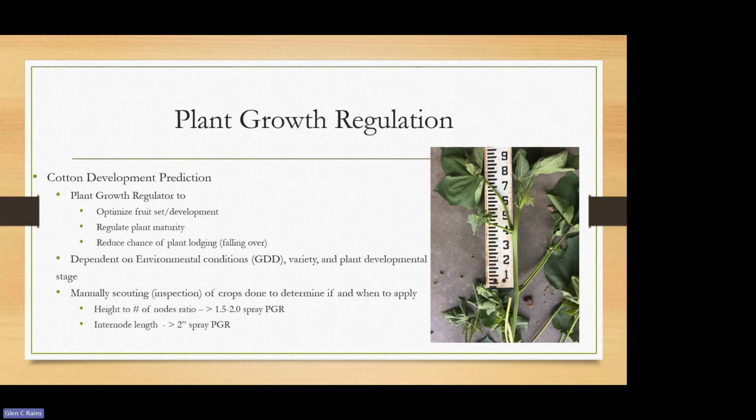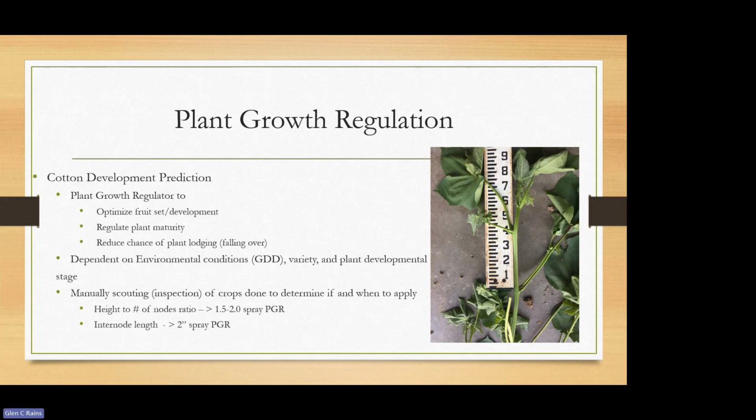And so if it's growing too fast and it's elongated, that's called the elongated internode length, then you need to add plant growth regulator to prevent that from happening. There are two ways of doing that, two measurements that are made for that. One is this internode length. The other is the ratio of the height of the plant to the total number of nodes, and that's the height to node ratio.